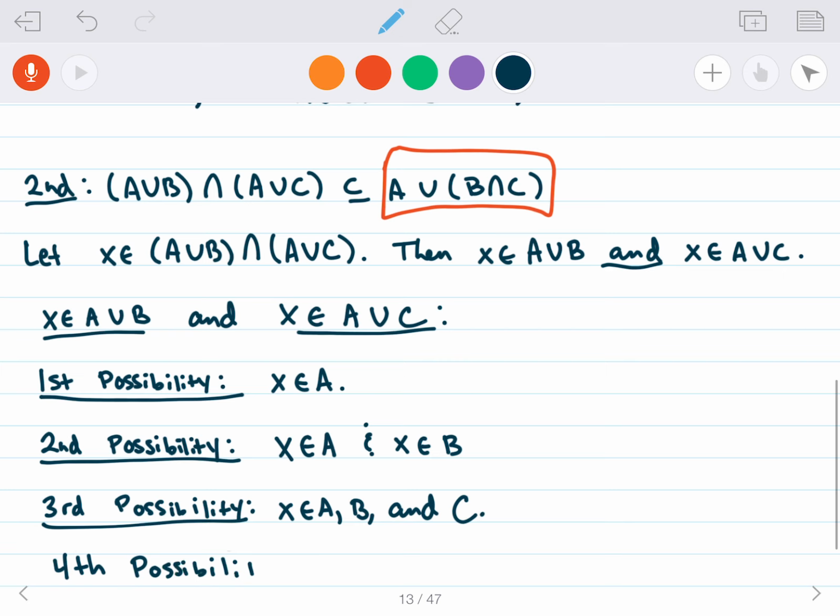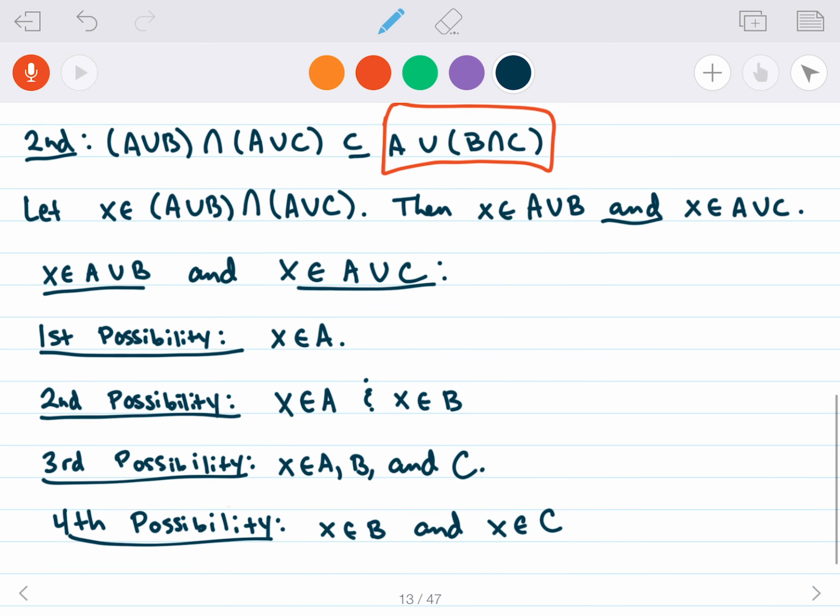So those are our possibilities. And the question is, do all of these possibilities end up here? It could be in just B and C. So those are our possibilities. And I encourage you to draw some pictures if this isn't totally obvious.